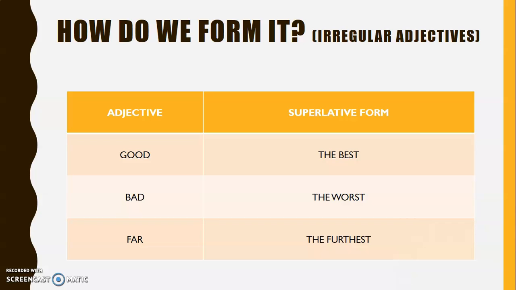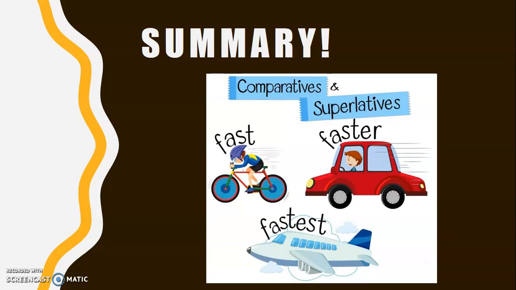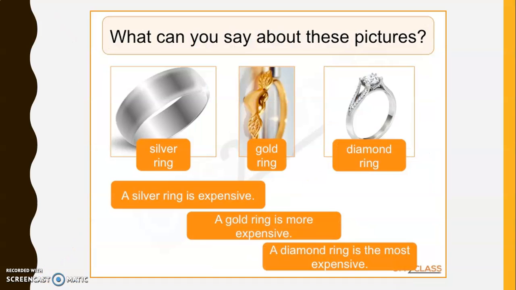And how about irregulars? Well, good changes into the best, bad, the worst, and far, the furthest. So, let's make a summary. What can you say about these pictures?